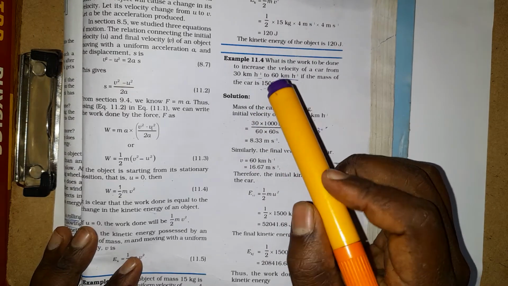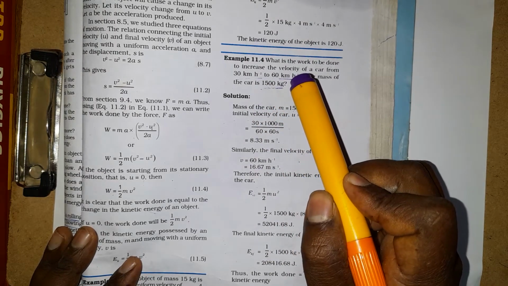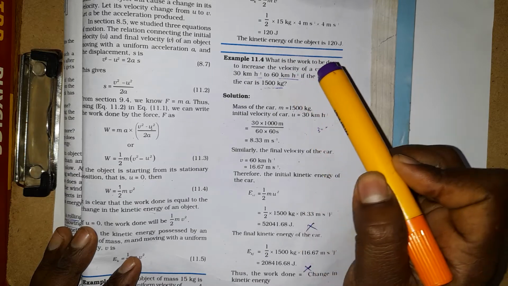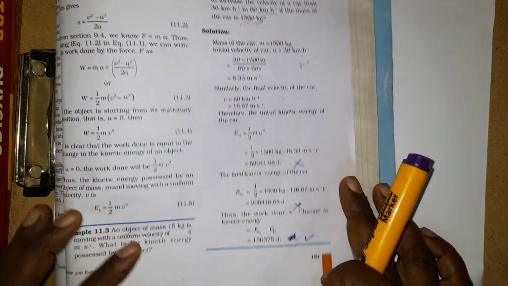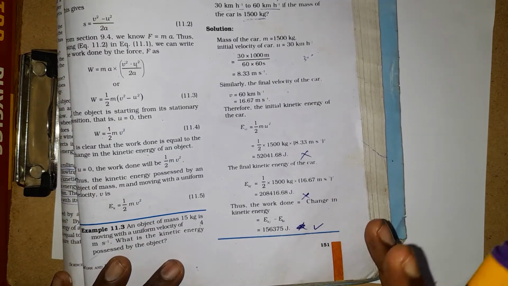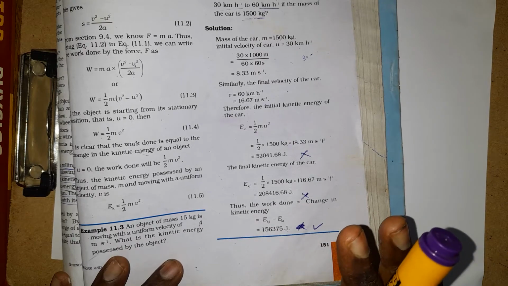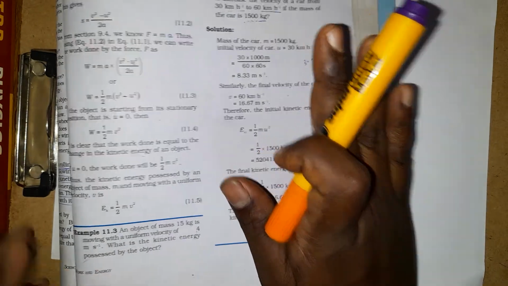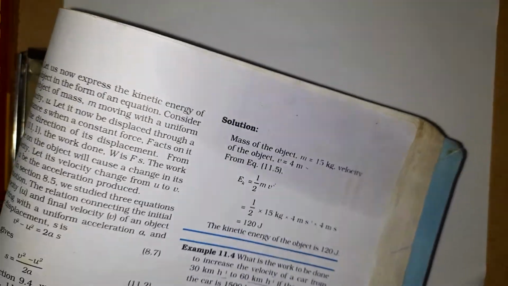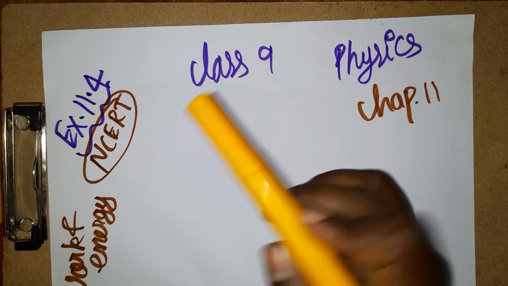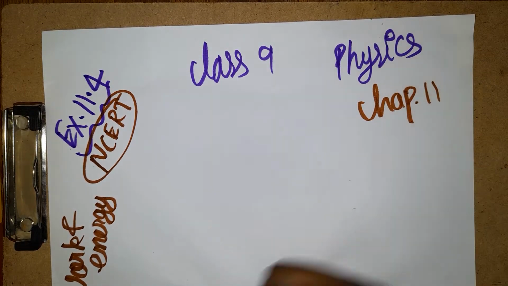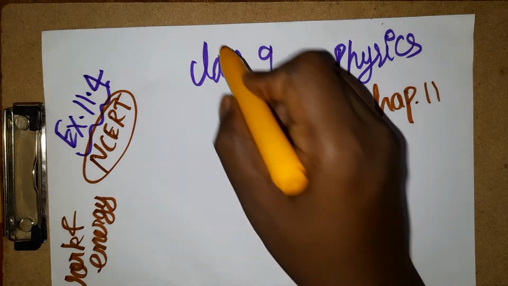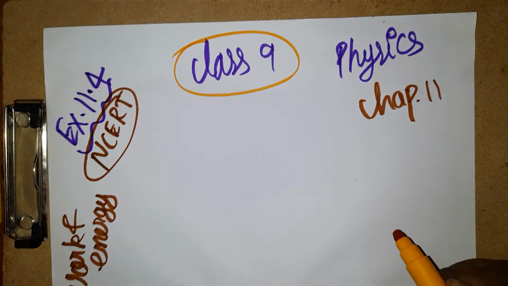Hello student, today we are going to discuss the NCERT example problem, class 9 physics, 11th chapter, 4th problem. The book answer uses an approximate value. Today I am going to teach you how to get the accurate value for this problem. It is from the chapter Work, Energy and Power, class 9 physics, NCERT solution.